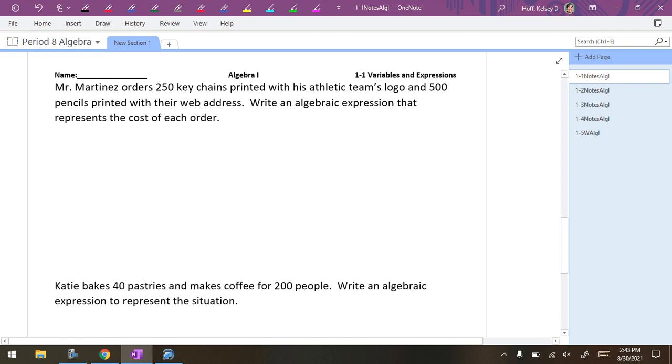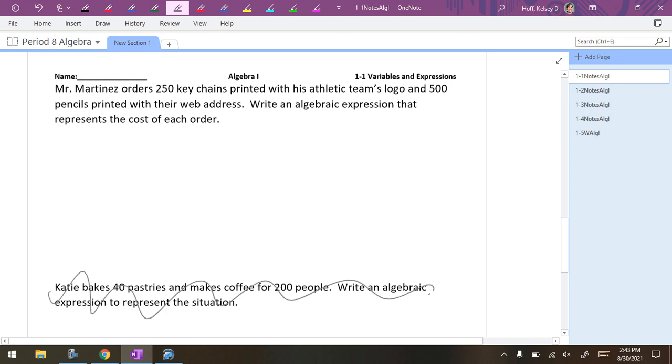That's a terrible problem. Let's not pick Katie. Let's pick Mr. Martinez. That doesn't even have a question in it. I don't know who wrote these notes. Mr. Martinez orders 250 keychains printed with his athletic team's logo and 500 pencils printed with their web address. Write an algebraic expression that represents the cost of the order.